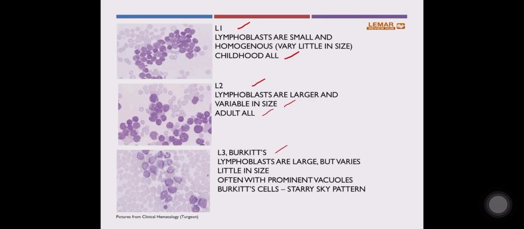In L3, the lymphoblasts are large, but they are homogeneous and they are characterized with prominent vacuoles. According to Rhoda, since yung mga Burkitt cells are characterized with multiple vacuoles, they have the appearance of a starry sky pattern in L3 or the Burkitt cells.